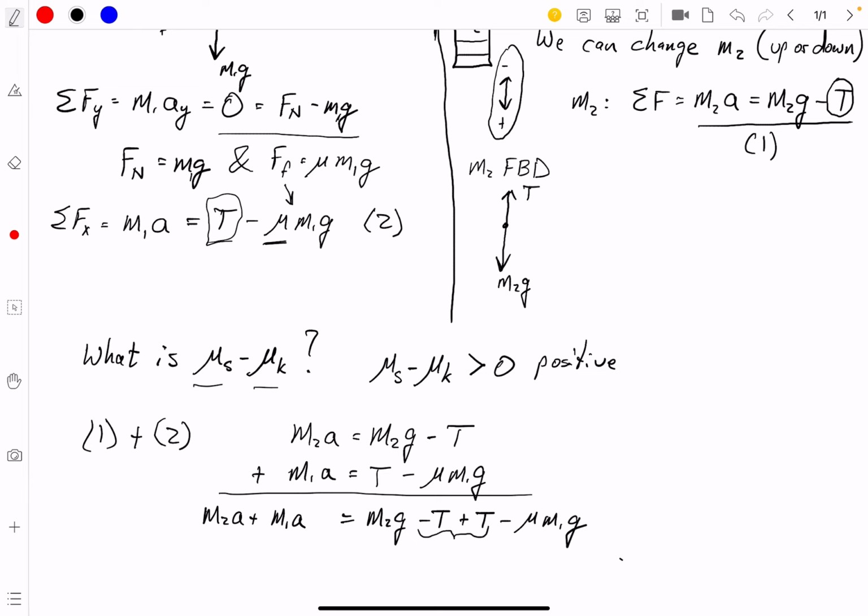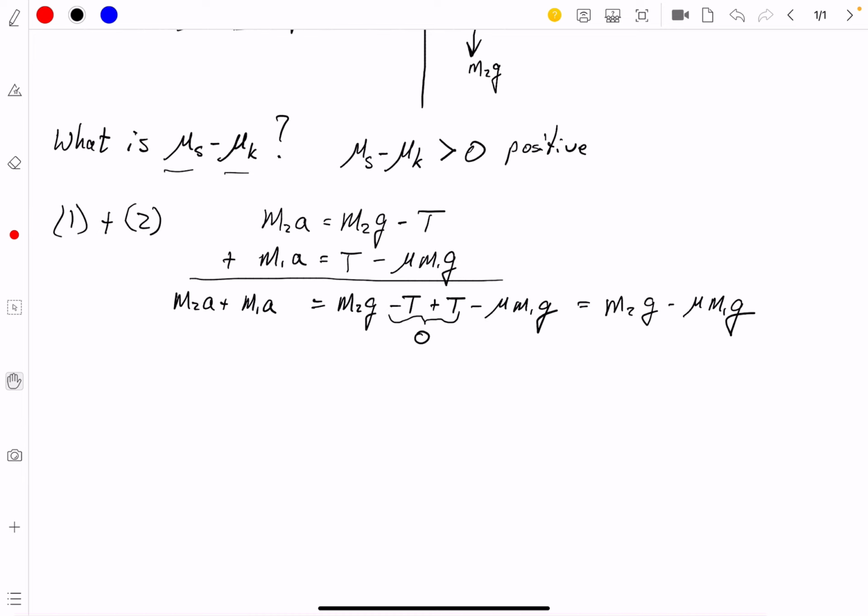And now we've got our plus T and minus T. That just goes to nothing. And we can rewrite that as m2g minus mu m1g. Okay. It's a good place to start working. Let's get back to our actual question.